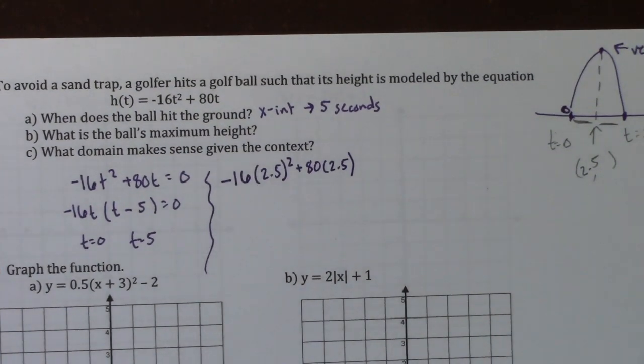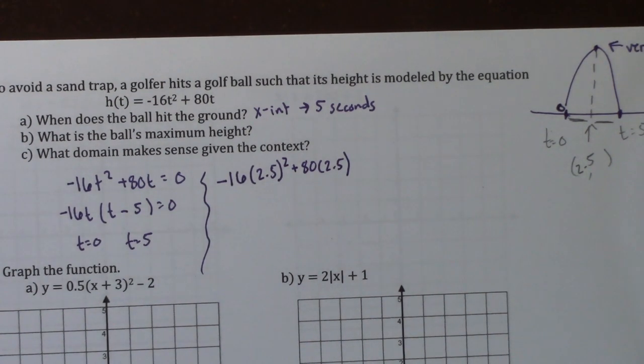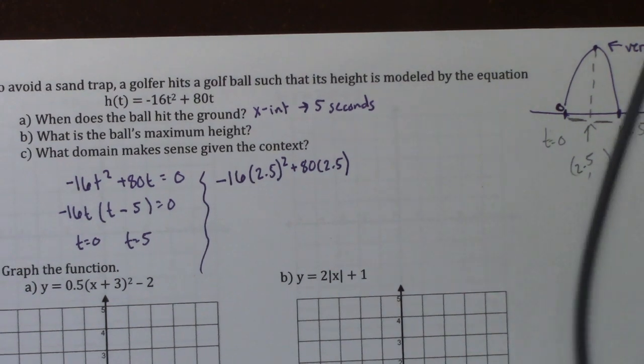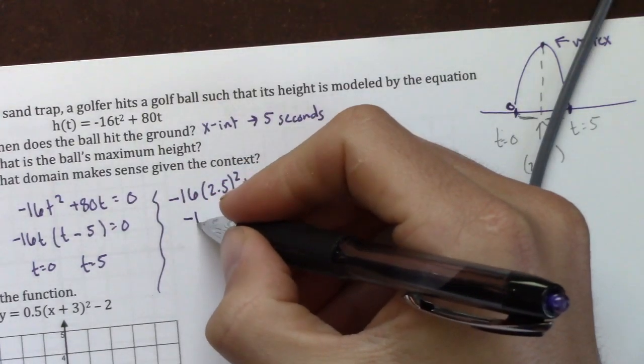So I'll put my 2.5 in for t. And I'm not gonna lie, I don't feel like doing that off the top of my head. So I'm gonna jump over to a calculator for a second, and I'm just going to use my computer. So I've got 2.5 squared times 16, make it negative. That's minus 100. That's convenient. It's almost like I wrote this problem intentionally.